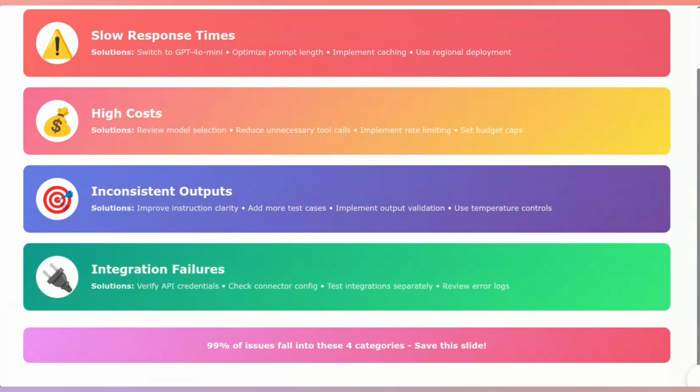Inconsistent outputs? Improve your agent instructions clarity, add more evaluation test cases, implement output validation, use temperature controls. Integration failures? Verify your API credentials, check connector configuration, test integration separately, review error logs. 99% of issues fall into these categories. Save this slide, you'll need it.